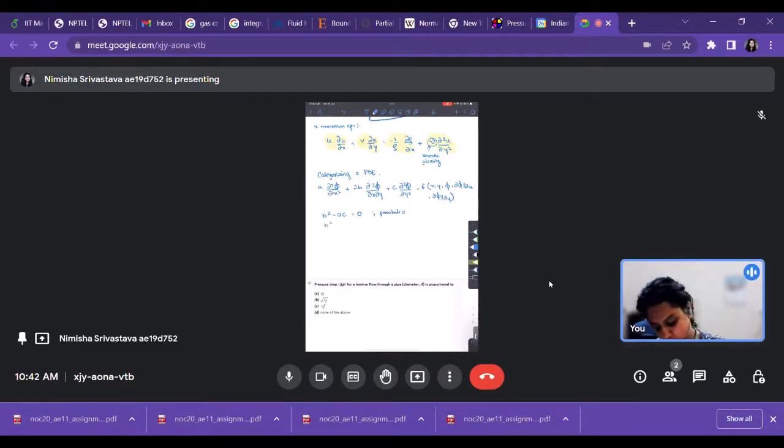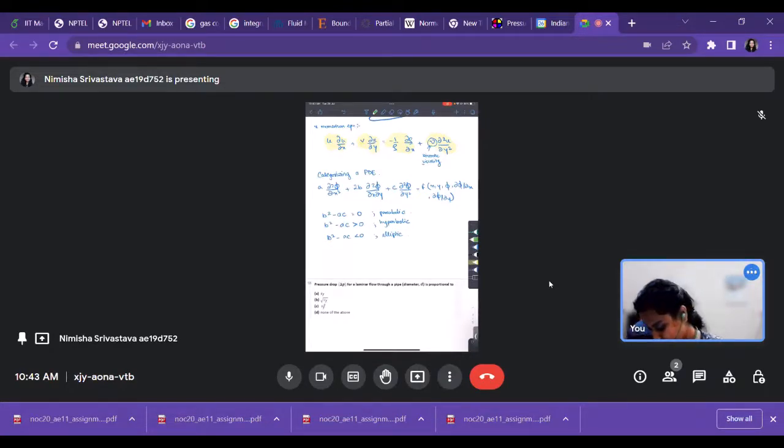If b square minus ac is greater than 0, it's a hyperbolic equation. And if b square minus ac is less than 0, then it's an elliptic equation. So let's see what our b, a, etc. is in our current problem.